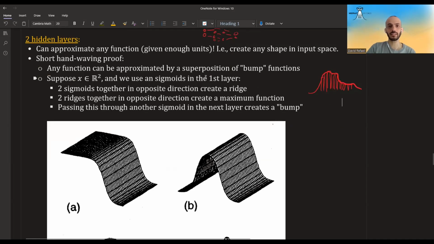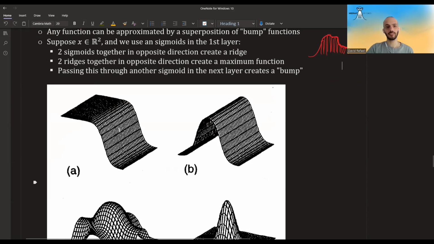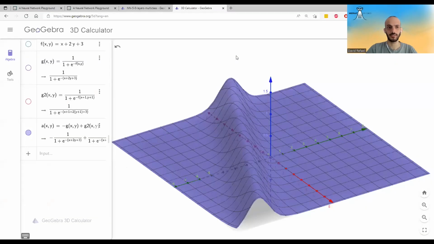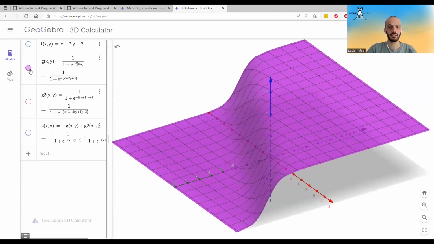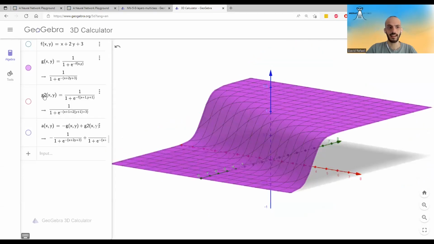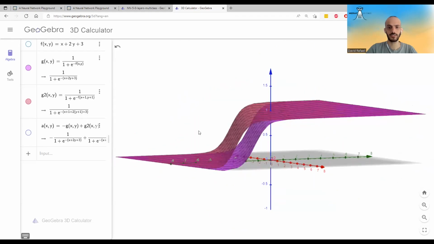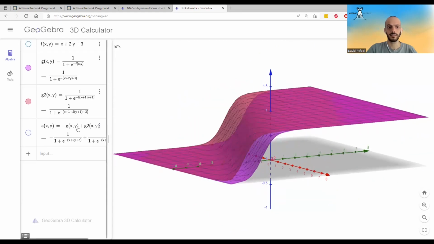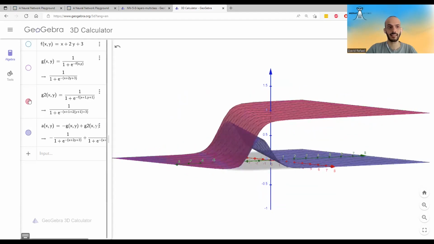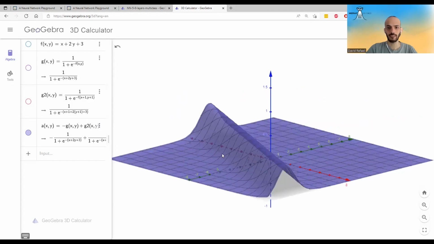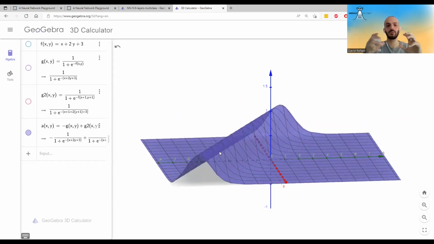We use sigmoids in the first and second layer. And so one sigmoid looks like this, right? We already saw that if our input space is 2-dimensional, then one sigmoid would look like this. If we take 2 sigmoids in opposite direction, we can create this ridge. And maybe I show you this here. So I have one sigmoid here. Okay, this is how it looks. And then I have another sigmoid, which is just a bit shifted. And now I take the second sigmoid minus the first sigmoid, and I get this ridge object here. Okay, so we can combine sigmoids to create this ridge.